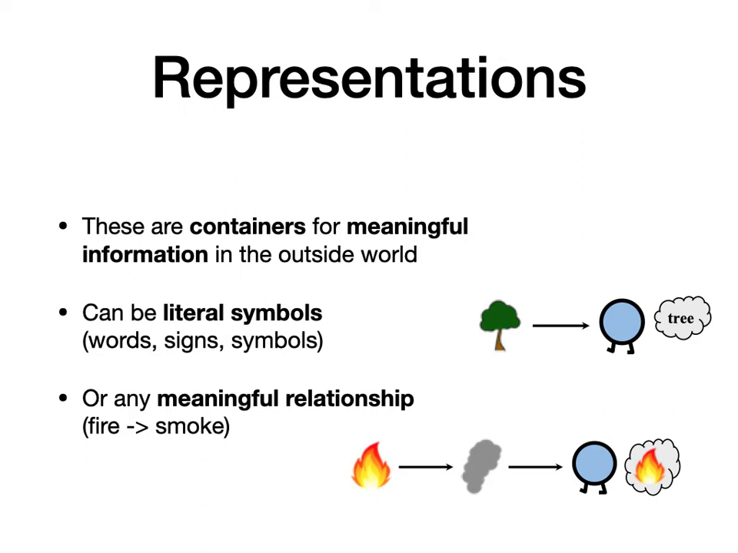So representations, the idea is that they are containers for meaningful information from the outside world. They can be literal symbols like words, signs, and symbols, or they can be less symbolic, meaningful relationships. Fire leads to smoke, right? Or I guess smoke can lead to fire if you're a Boy Scout and you learn how to do all this stuff. They are related, right? So being able to map two symbols that are not connected together in a new relational concept.